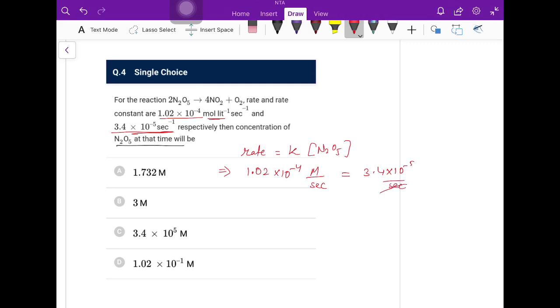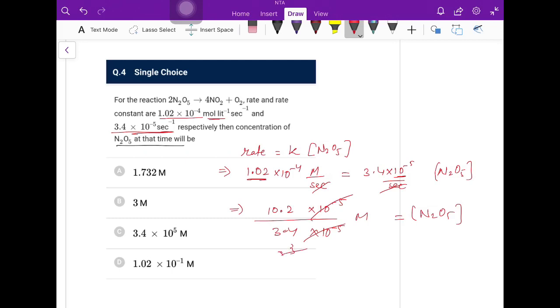So second and second cancel out, and we get the N2O5 concentration. We write 10.2 into 10 to the power minus 5 upon 3.4 into 10 to the power minus 5 molar, which is equal to the N2O5 concentration. So 10 to the power minus 5 gets cancelled out and it is 3 times. So this is 3 molar.